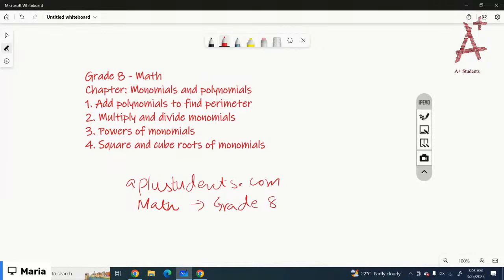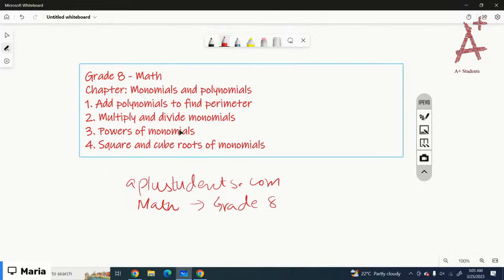And the lessons we're going to cover today are add polynomials to find parameter, multiply and divide monomials, power of monomials, square and cube root of monomials. So let's just start with the first lesson, that is add polynomials to find parameter.